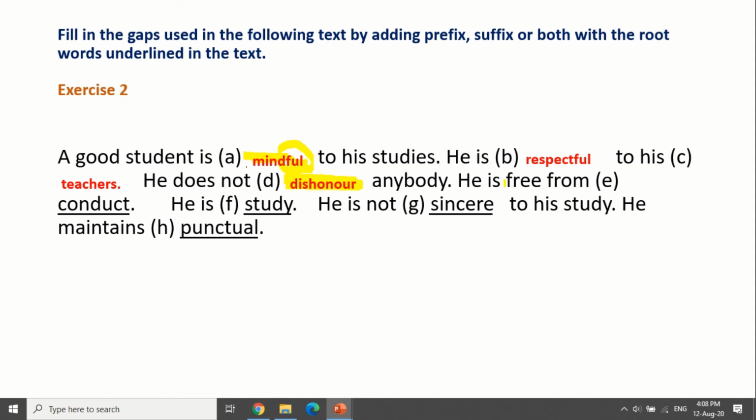Is it right? Do you think? No. So what we have to do? We have to again make this word an opposite of it, right? So what we have to do? We have to again add mis, miss. So we have to add miss. We have to add the prefix miss to make it an opposite word. So the word will become misconduct. So he is free from misconduct.